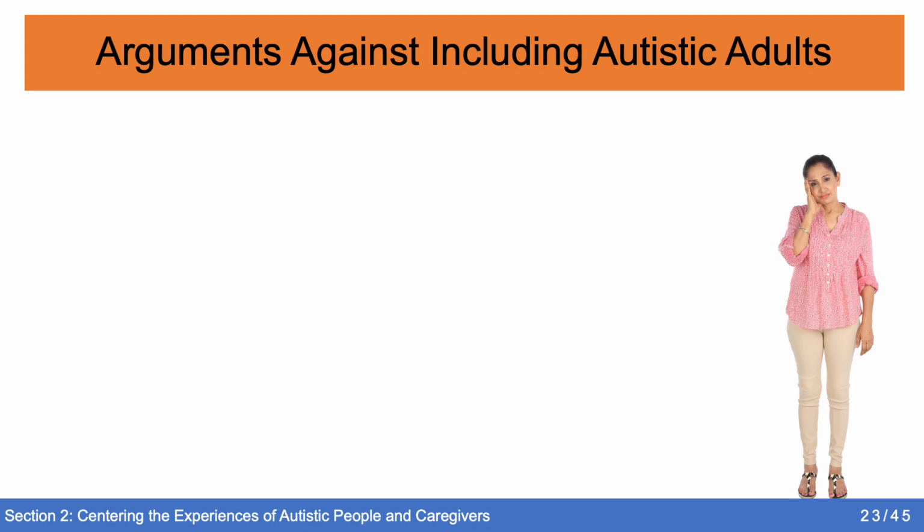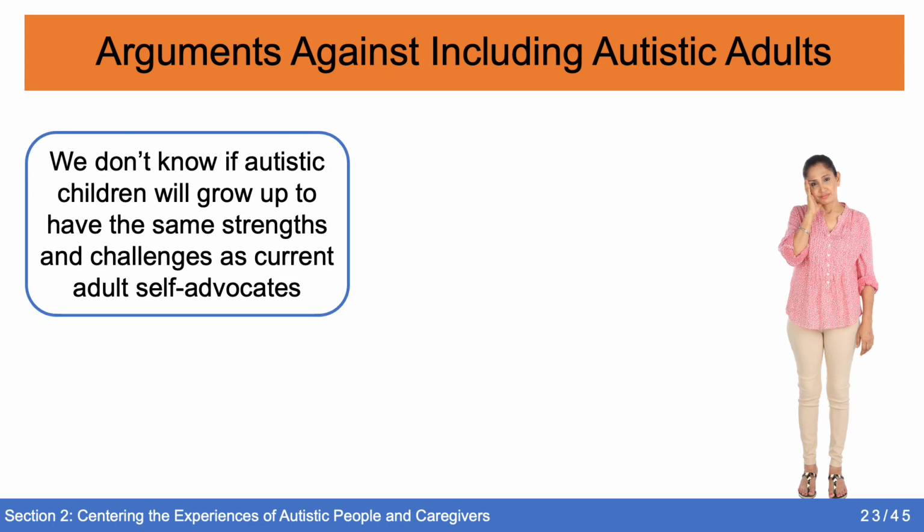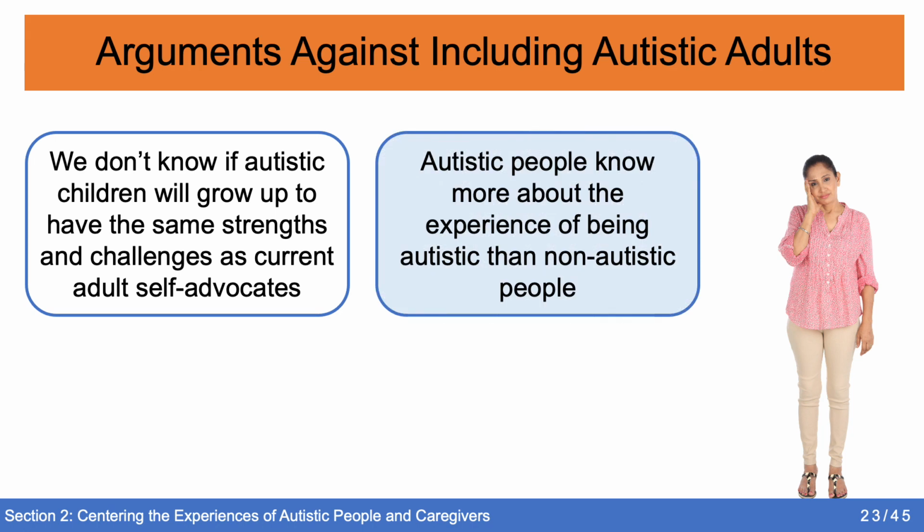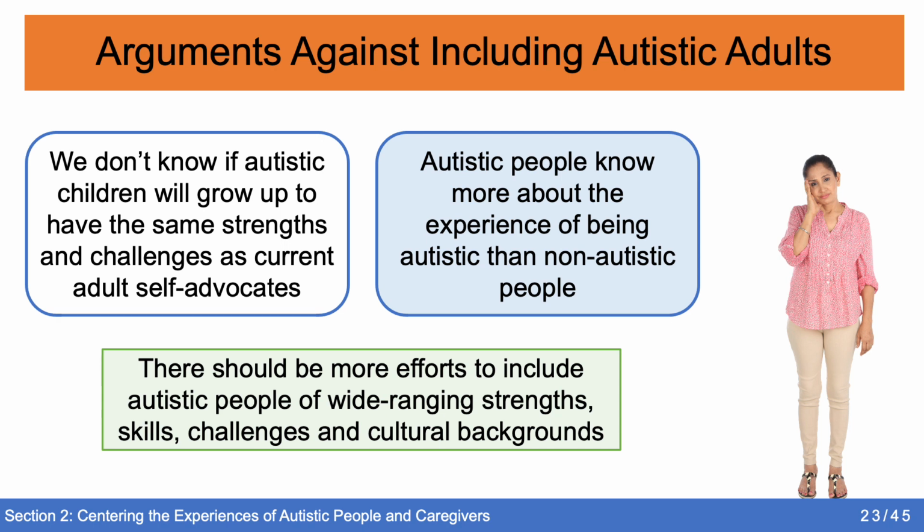Some also say that autistic adults can't fairly represent the autistic children currently in early childhood therapies because we don't know if those children will grow to have the same strengths and areas of challenge as autistic advocates. But autistic people know more than non-autistic people about the experience of being autistic. And many autistic adults did have the same challenges and strengths as autistic children currently have. There should be more efforts to include autistic people of wide-ranging strengths, skills, challenges, and cultural backgrounds in participatory research to ensure these efforts are as representative as possible.